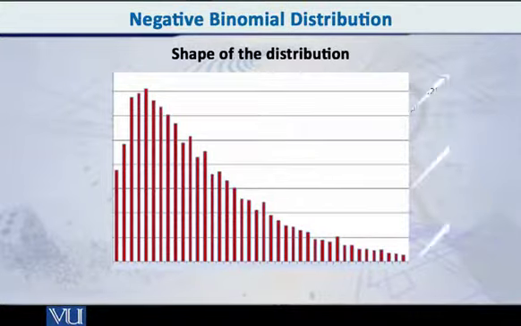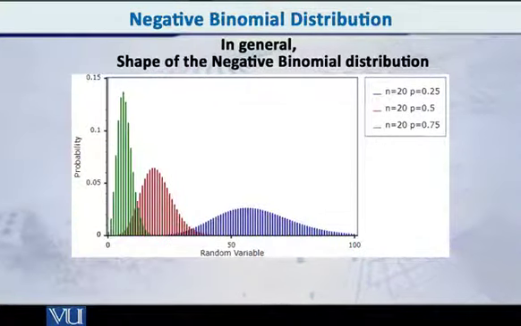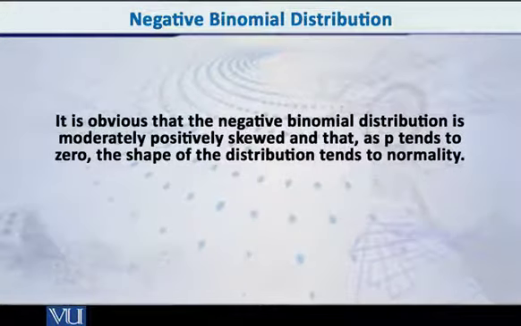And students, you will be interested to know that in general, for various values of r and p, you will get a moderately positively skewed shape, as you can see on the screen here. But do note that as p, the probability of success in any particular trial, becomes a smaller number, the shape of the distribution tends to normality.